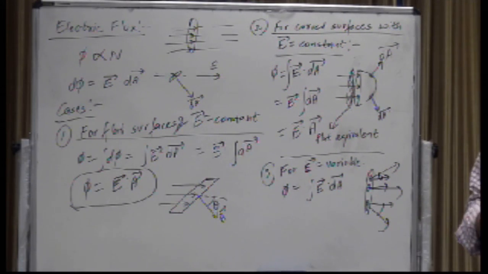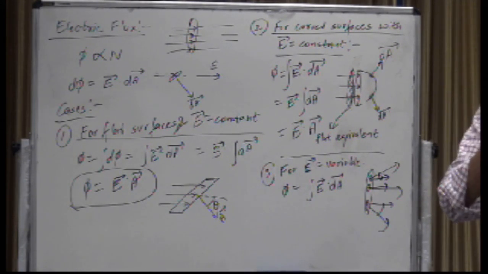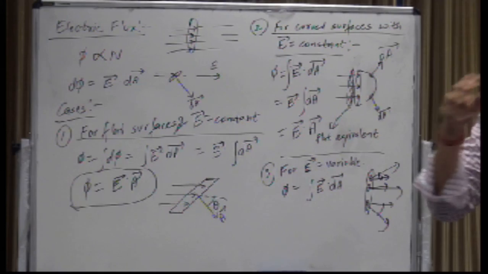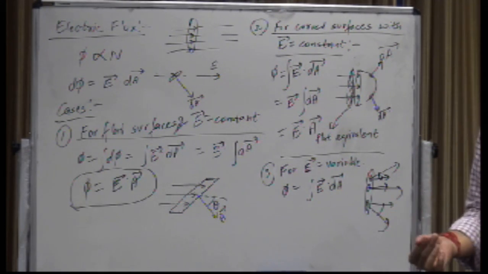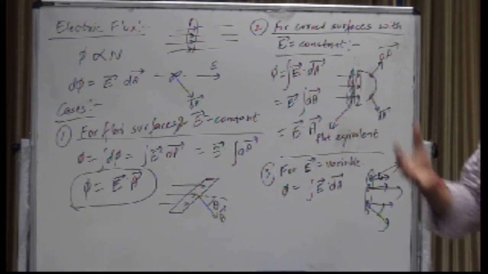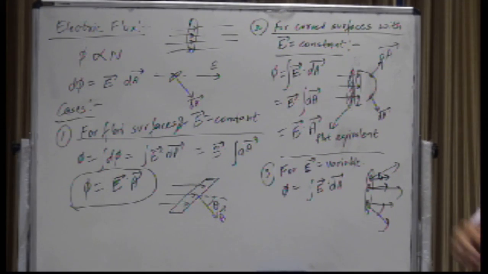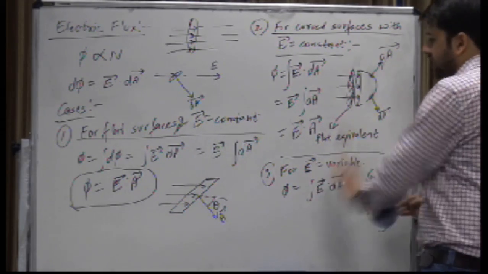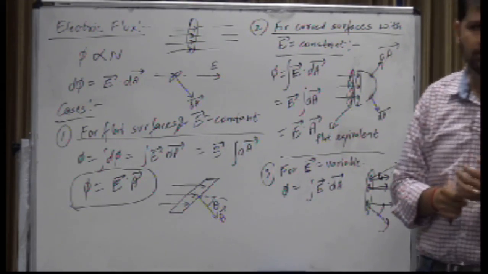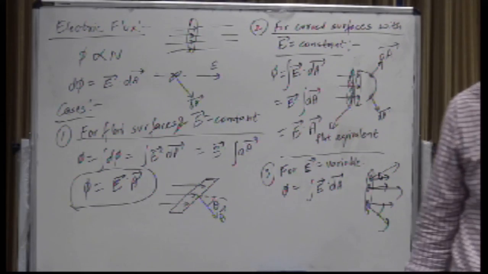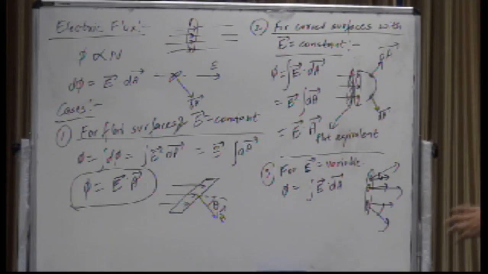Why? Because E dot dA is actually E dA cos theta, and since cos theta is varying time and again, how can you pull E out or cos theta out? You cannot solve it any further. You need to integrate it. So this has to be left here.